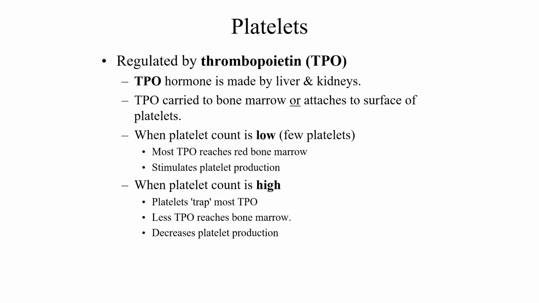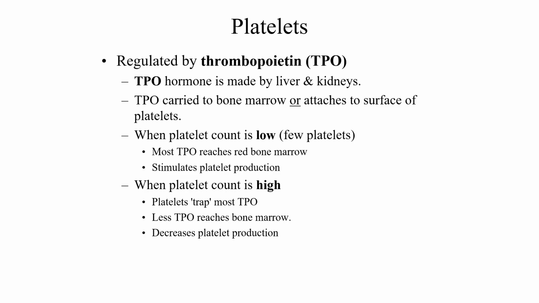So platelets are made through a process called thrombopoiesis. It is regulated by the hormone thrombopoietin. It is a hormone that is made by the liver and the kidneys, and it's either freely carried to the bone marrow or it attaches to the surface of the platelet so it doesn't make its way to the bone marrow. When the platelet count is low, then the TPO can actually reach the bone marrow and stimulate platelet production.